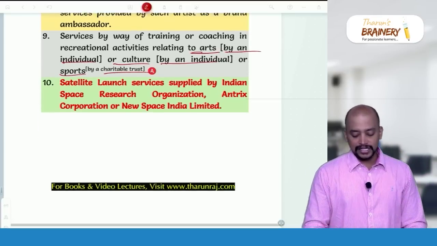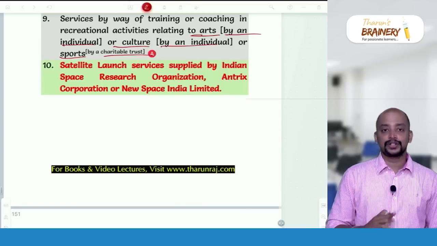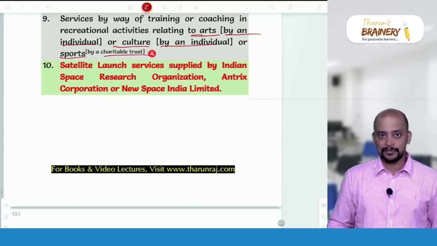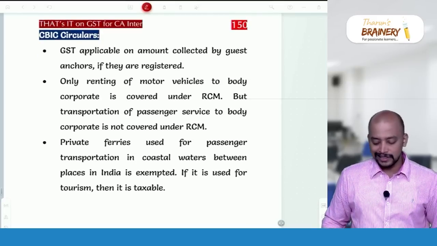Then satellite launch services supplied by Indian Space Research Organization, Antrix Corporation or New Space India Limited will be exempted. So remember, satellite launch service is exempted. Then some circulars in this regard.